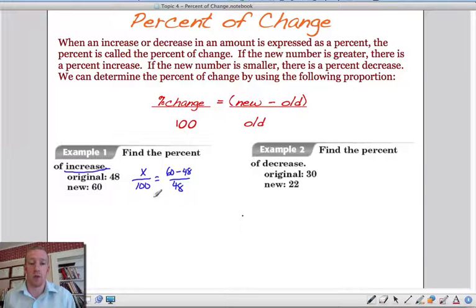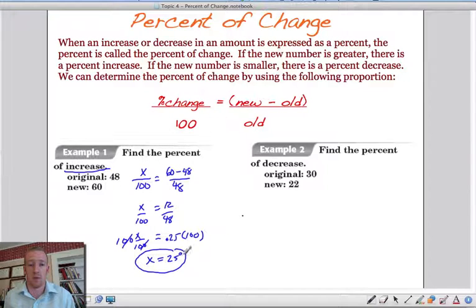Now you just crunch the numbers and solve. So 60 minus 48 is 12, and you still get x over 100. You could solve with a proportion here, but it's actually easier just to get this as a decimal. 12 over 48 is 0.25. So if we multiply both sides by 100, that gives us x equals 25, as in a 25% increase, right? Because we just found the percent change.